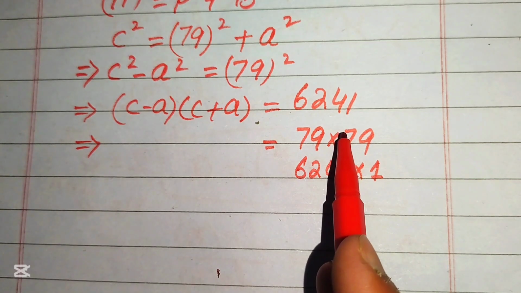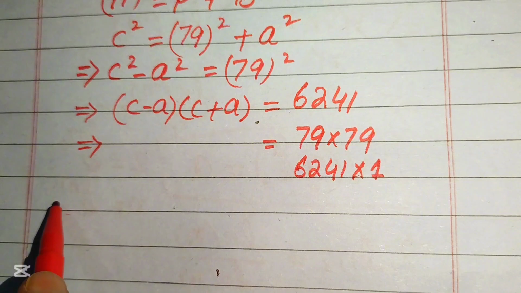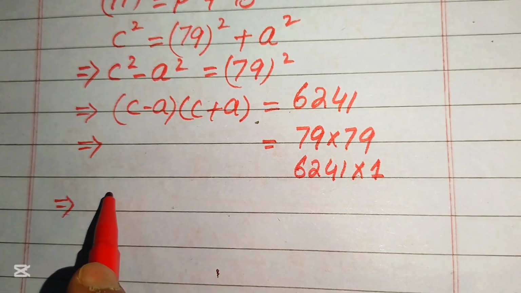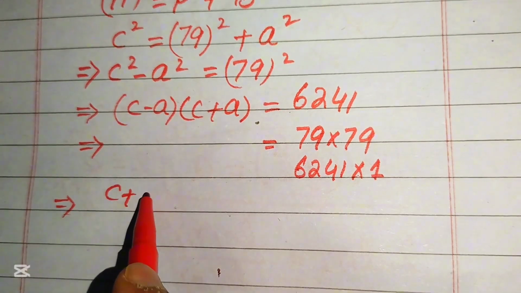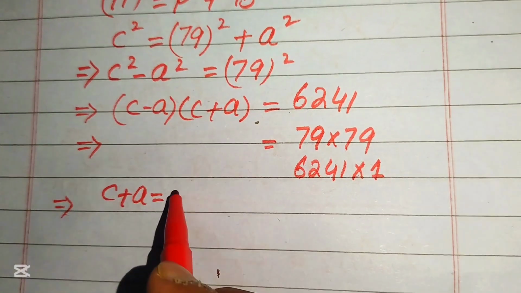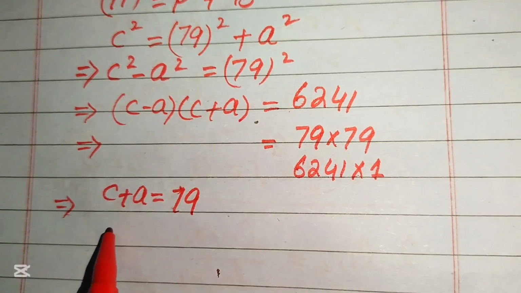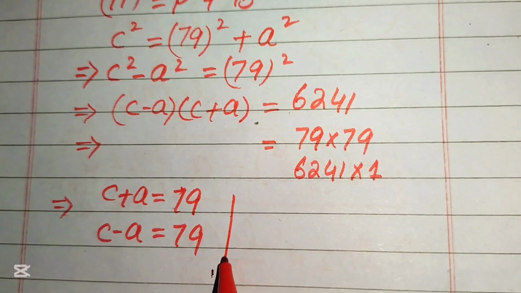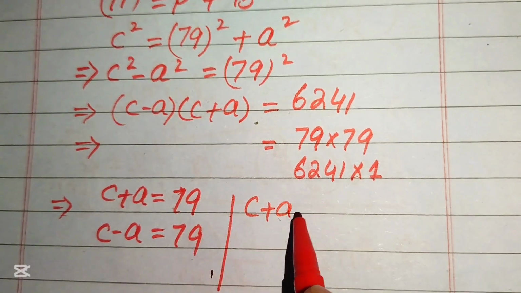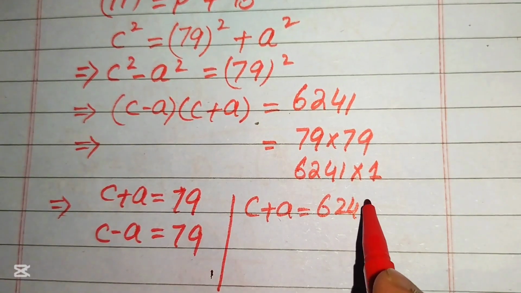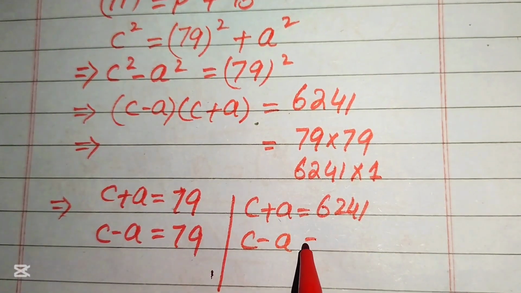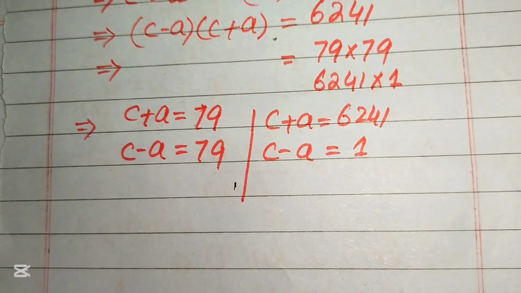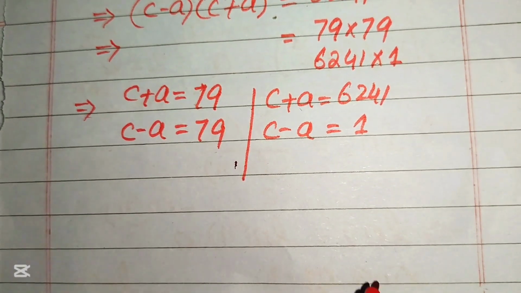So we break this equation into two cases. The first case is c plus a equals 79 and c minus a equals also 79. This is our first case, and the second case is c plus a equals 6241 and c minus a equals 1. So we have these two equations, and we can solve them simultaneously and get the values of a and c.